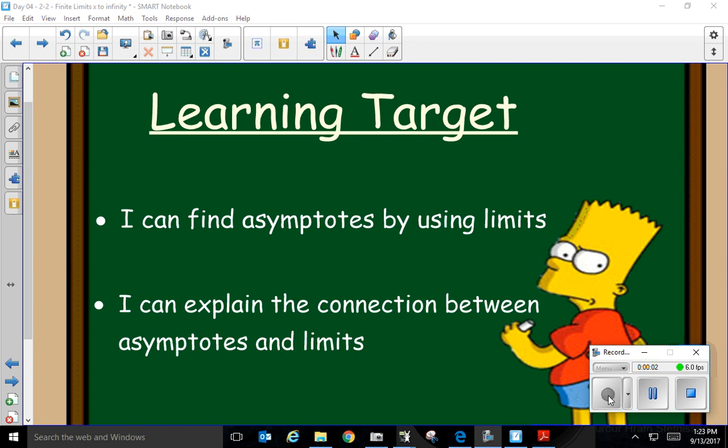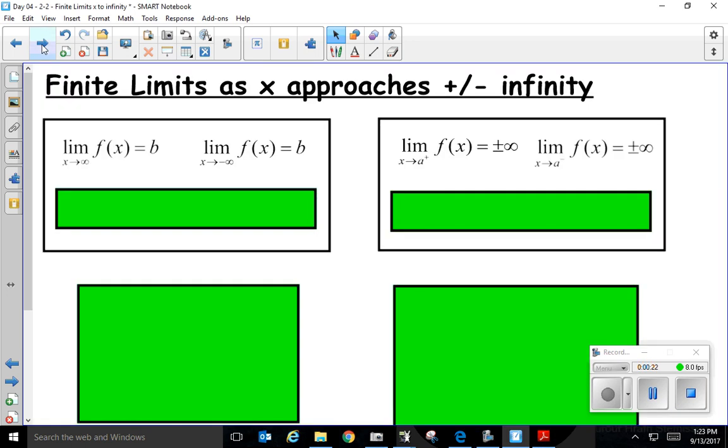Today's learning targets: I can find asymptotes by using limits. We did this in pre-calc, for those of you that were in pre-calc before last year. I can explain the connection between asymptotes and limits. All right, well, we're going to use limits to find them, so there's a connection there.